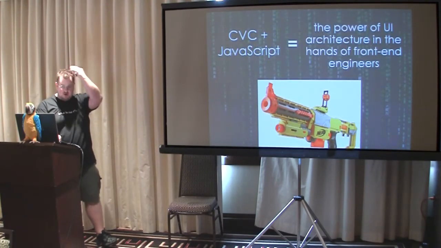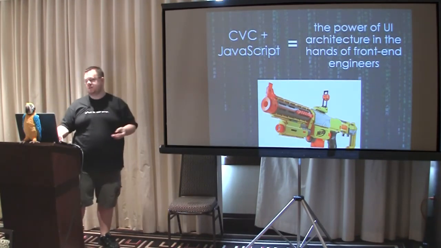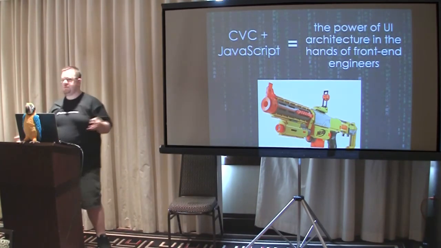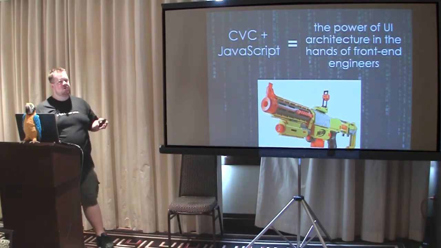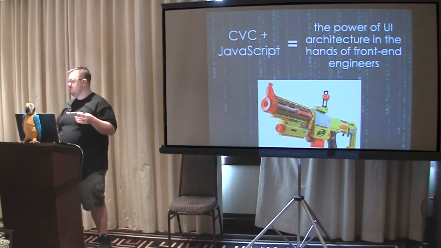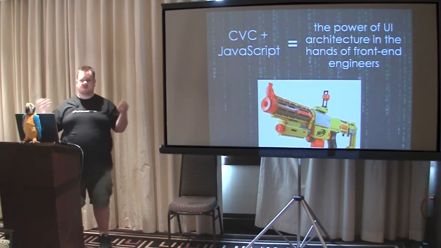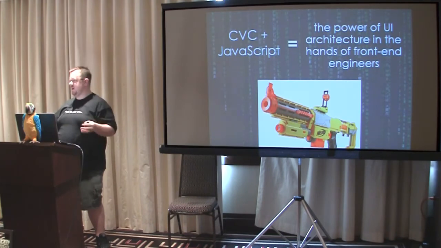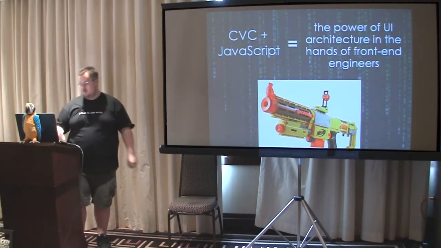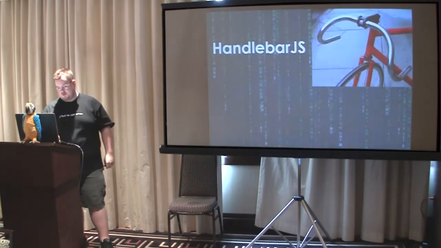MVC plus JavaScript is the power of the UI architecture put in the hands of the people that need it most, the front-end engineers. Instead of relying on your system architect who has no clue what it actually means to optimize markup and CSS and AJAX communication, you put it in the hands of those who work with that every single day, and you give them the control to make things better.